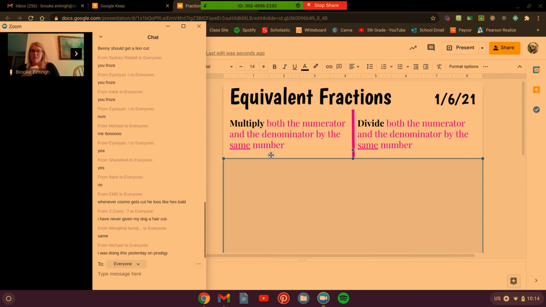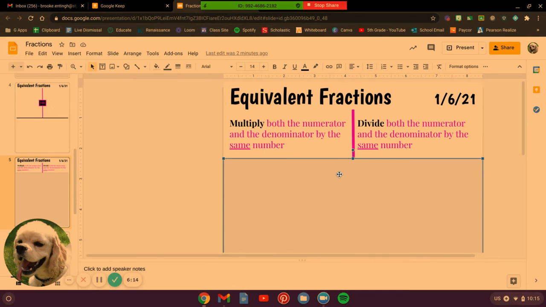So you can multiply. Yes, some of you were doing this yesterday on Prodigy. That's awesome. Finding some equivalent fractions. So you can multiply both the numerator and the denominator by the same number, or you can divide both the numerator and the denominator by the same number. So you might be thinking, well, Missy, what does this look like? Well, I will show you.